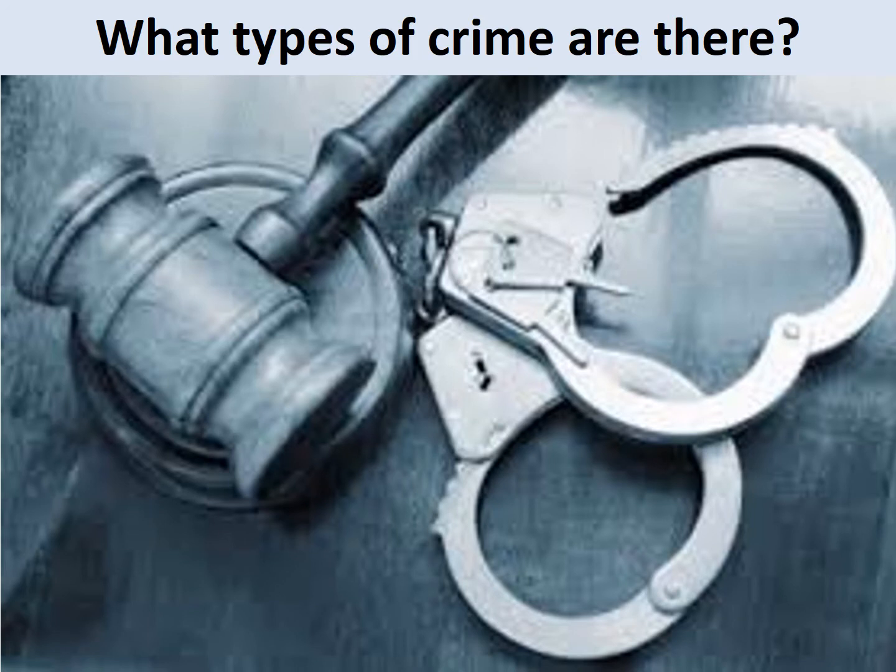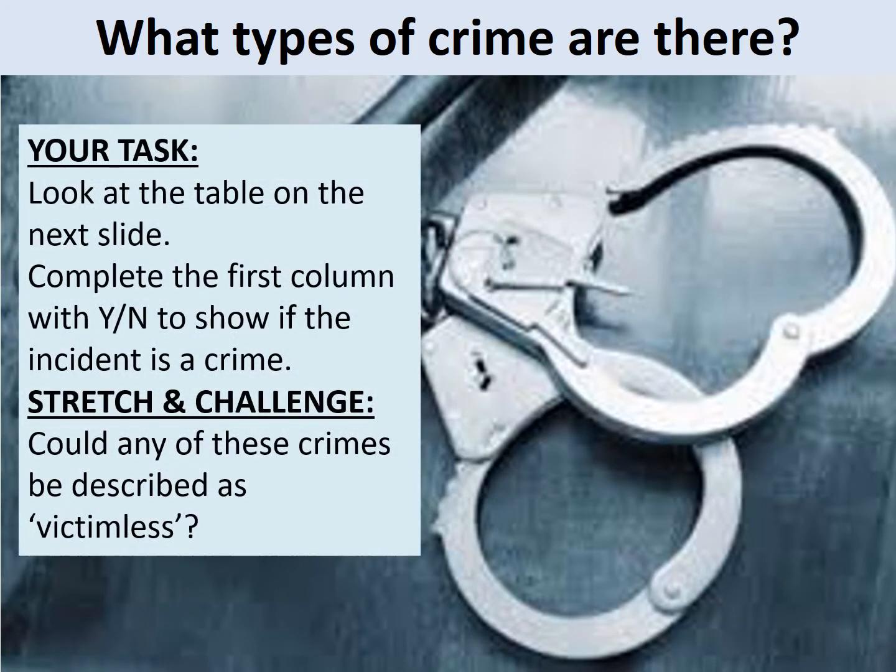Now, what types of crime are there? On the next slide, you're going to see a table. What you need to do is complete the first column with yes or no to show if the incident is a crime or not. Then your stretch and challenge is, could any of these crimes be described as victimless? What we mean by that is, is there no victim in the crime? For some of the crimes you might think that at times it might be victimless and at other times it might not be, it might depend.